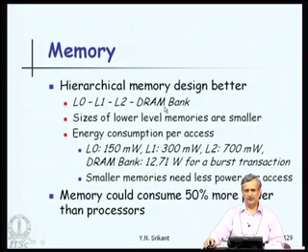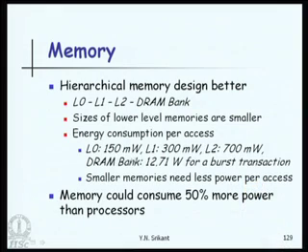largest size memory. Energy consumption per access, let us look at some samples to motivate us in saving energy. L0 access is 150 milliwatt, L1 access is 300 milliwatt and L2 access is 700 milliwatt, for each access. And for a DRAM bank, it is not possible to access one element; it is a burst transaction of, say, one block of memory elements.